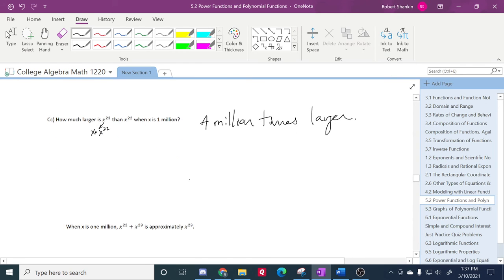All right, when x is 1,000,000, x to the 22 plus x to the 23, under the same line of thinking we've been using, is approximately x to the 23. Even though that's only 1 unit bigger than this one, when x is 1,000,000 and you add these together, you get approximately the bigger one.